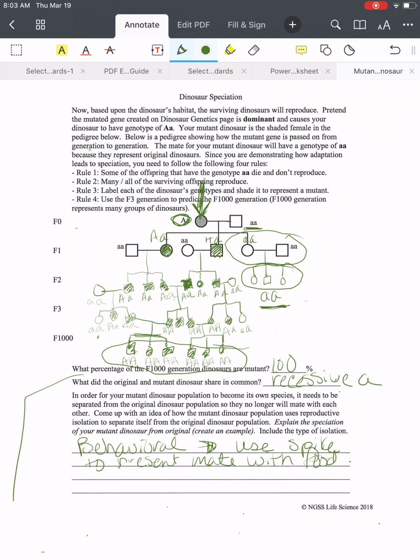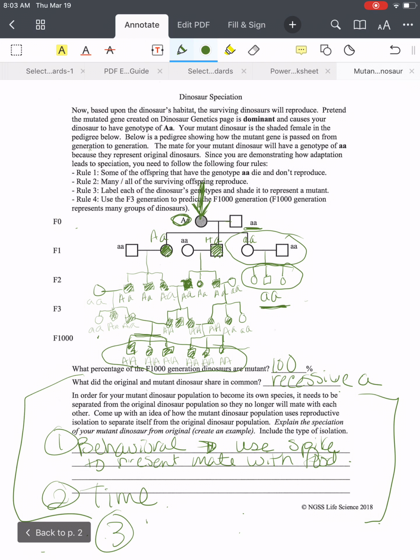And then this is new. This is why I posted your book. I think I posted chapter 18, lesson 3, but you can find this information online. I also posted a link to it on your Google Classroom for some extra help. So there's three main ones. You have behavioral, you have temporal, which is basically time, and then you have geographic isolation.